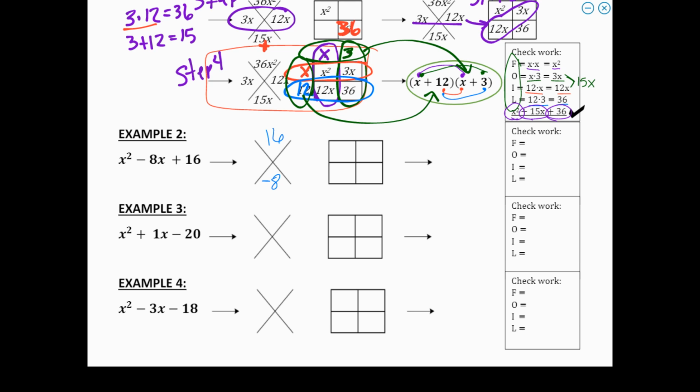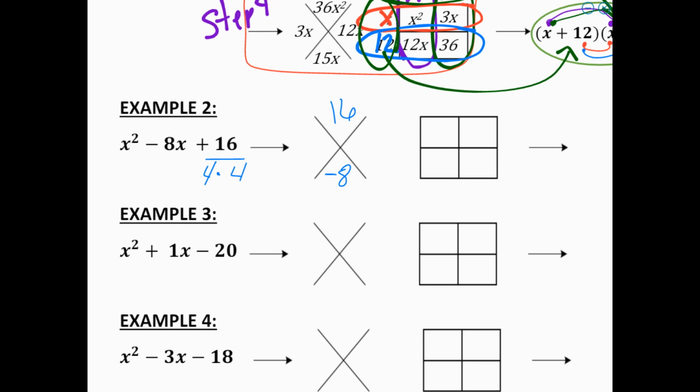So what two factors are going to multiply to give me 16 and add to give me negative 8? 4 times 4 is... Okay. So 4 times 4 is 16, but 4 plus 4, does that give me negative 8? No. Or negative 4 minus 4? So, well, negative 4 times negative 4, does that give me a positive 16? No. A negative times a negative gives me a positive.